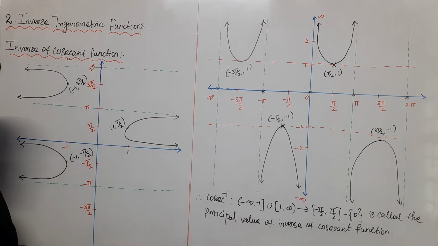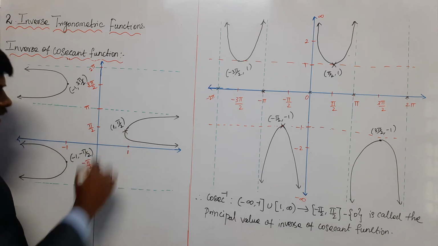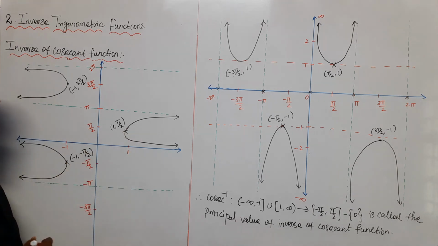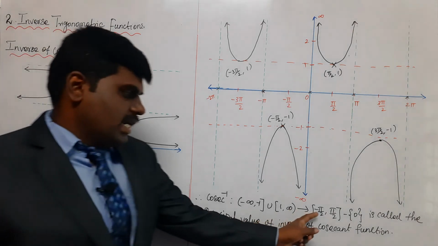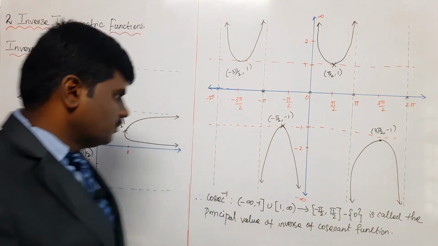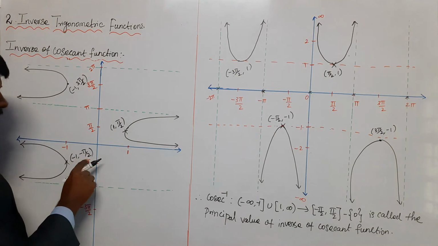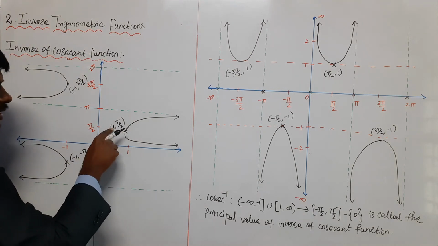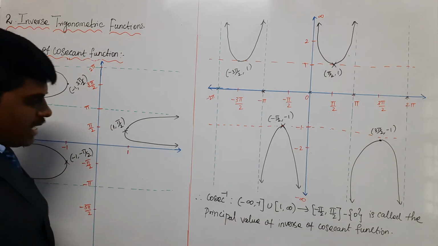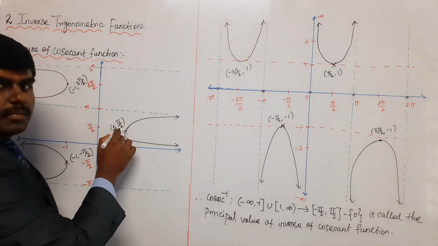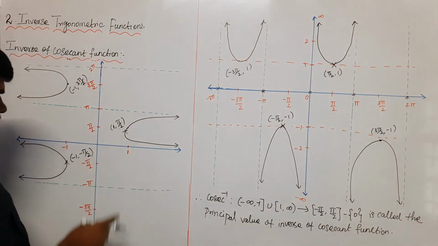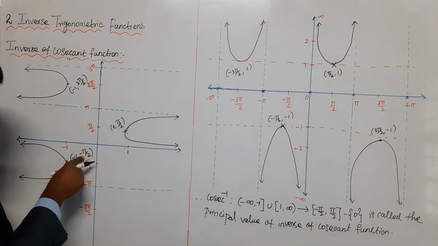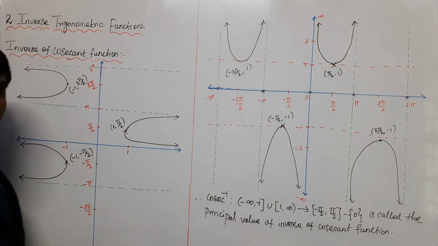What are the conclusions? Those are the two points. The principal value range is minus pi by 2 to plus pi by 2. The maximum value of cosecant inverse is pi by 2 at the point x equal to 1. Next, the minimum value of cosecant inverse is minus pi by 2 at the point x equal to minus 1.